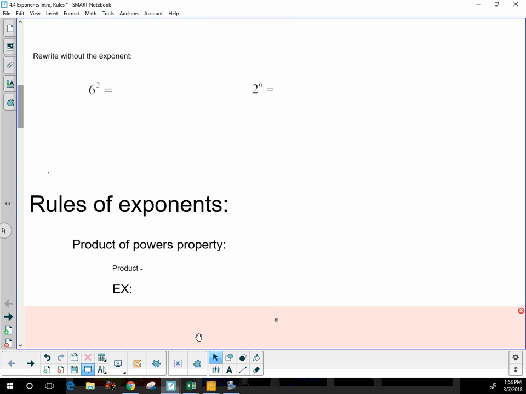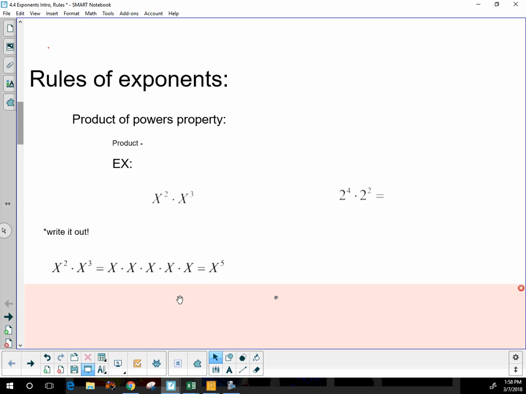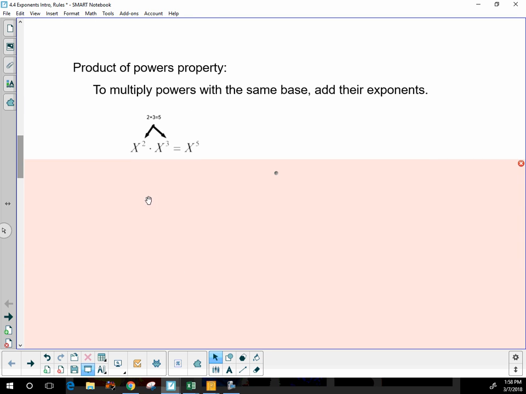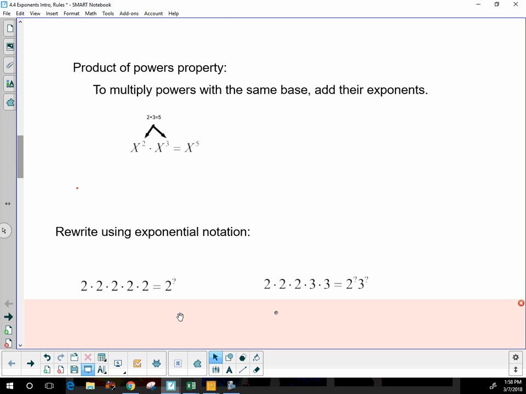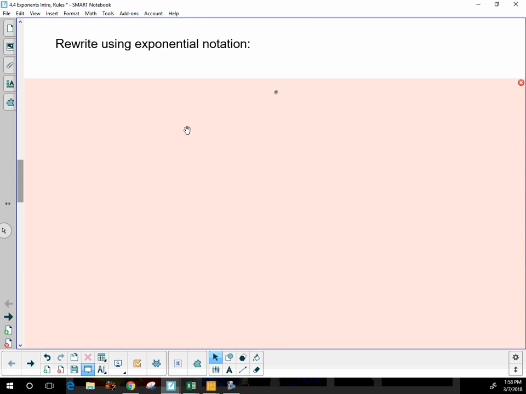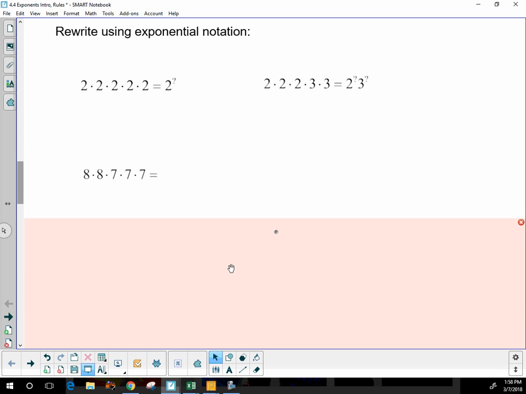Let's skip ahead. I think we talked about the product of powers property last time. Writing things out makes it real easy. We skipped ahead, figured out that all we have to do is count. Now, I'm not sure if we went through rewriting in exponential notation or not, but we can go over that again. That's always a good review. So let's take a look at these few examples here.